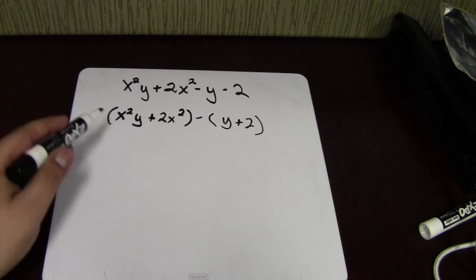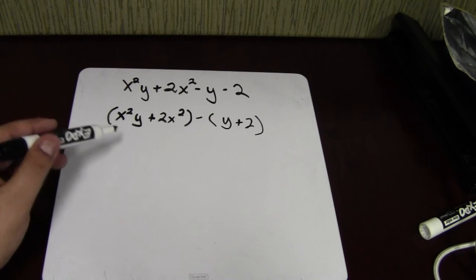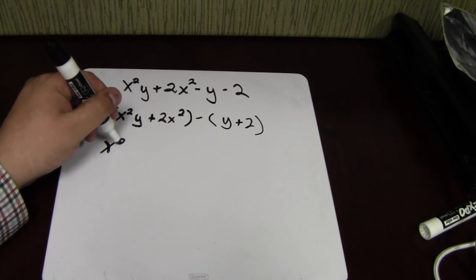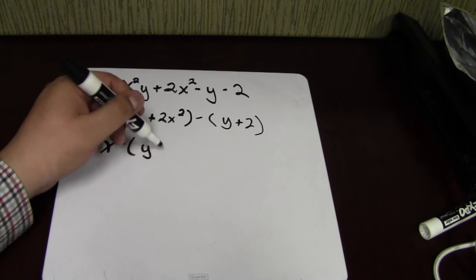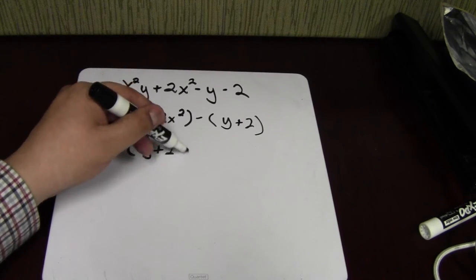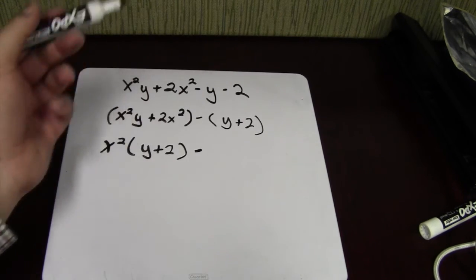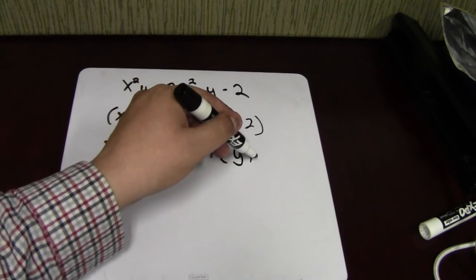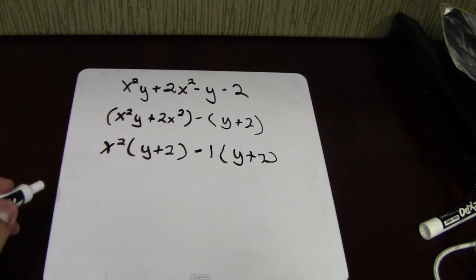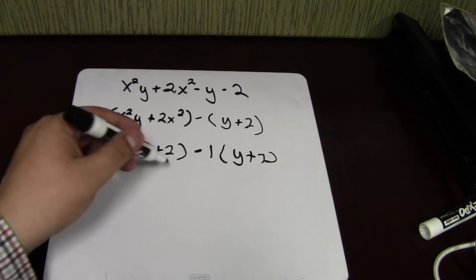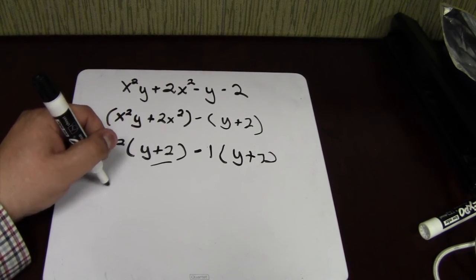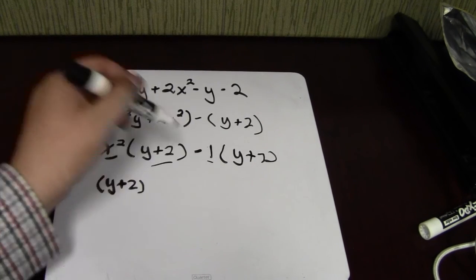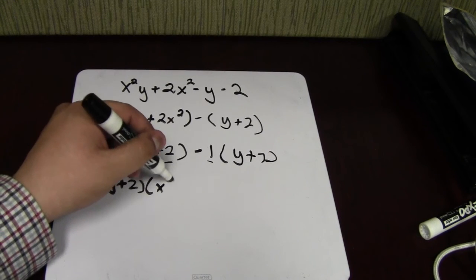Okay, let's factor out this side here. I think we can take out an x squared, it looks like. So if I take out an x squared, I'll be left with y plus 2 here. And over here, I already have the y plus 2, so I'll just take out a 1, and I'll have y plus 2. All right? Now, remember, we write down what we see the same of. And we check what else is left over here. That's x squared minus 1.